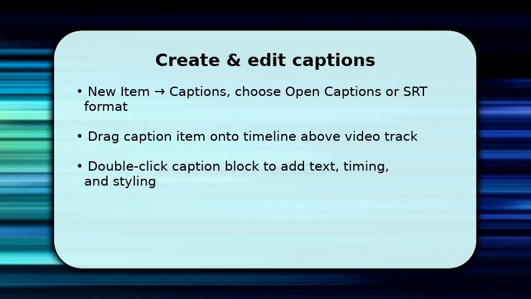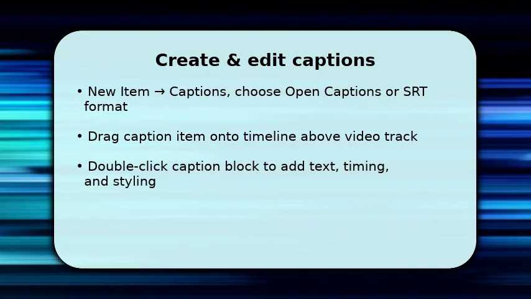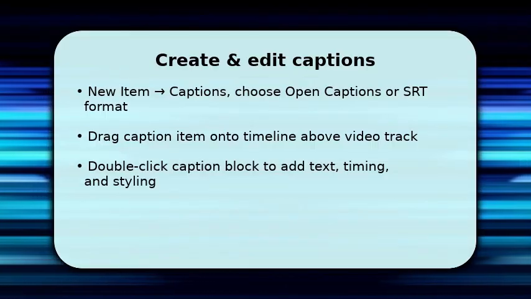Drag the caption item to a track above your footage and double-click to open the Captions panel. Type each line, set in/out times precisely, and trim using the timeline or captions editor for natural reading speed. Make sure lines are short and readable. Adjust font size and background for contrast, so viewers can read on any device.